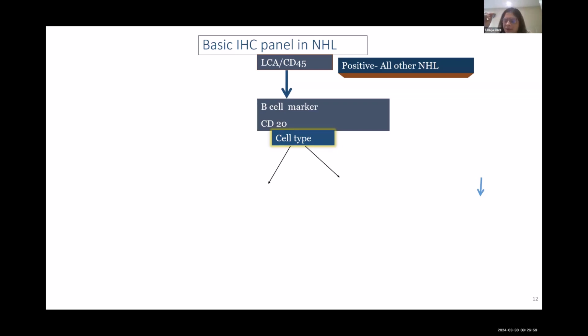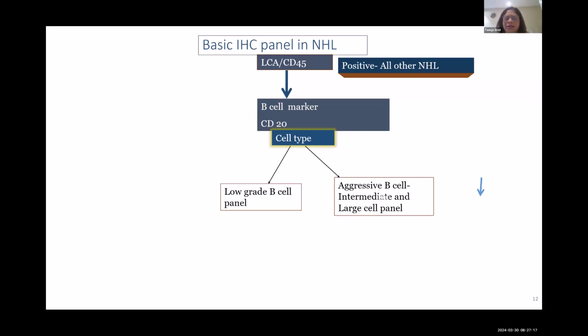Then we put a B cell marker and a T cell marker. The B cell marker, if it's strongly positive, it has to be 3 times. If you have CD3 and CD20 positive cells in a node, the B lymphocytes should be at least 3 times the T lymphocytes to say that this is an abnormal B cell proliferation. Then we look at the cell type and we decide to put a low grade or an aggressive B cell panel, and we'll go into that a little later.